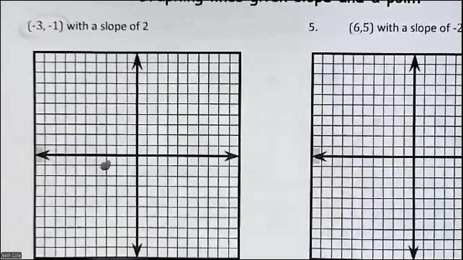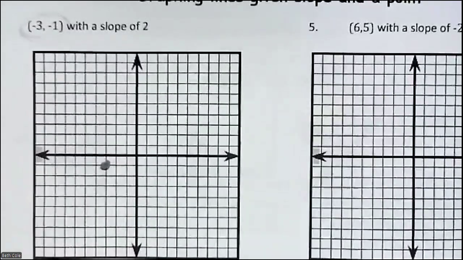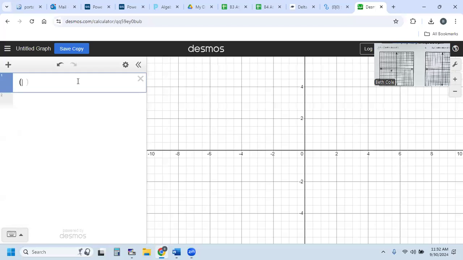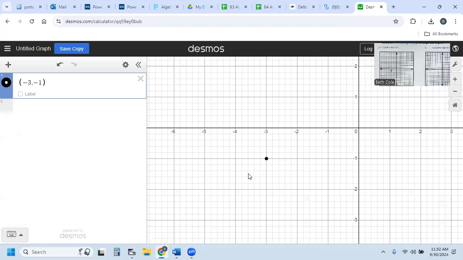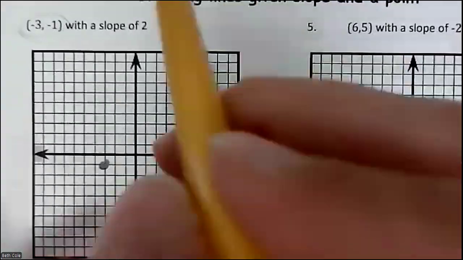I'll show you this on the calculator too. Look at it. If you ever don't know where a point goes, watch this. Parentheses, -3, comma, -1. Do you see how I put the point right there for me? If you ever aren't sure, type it in. It'll show you where it goes. Now it says a slope of 2.